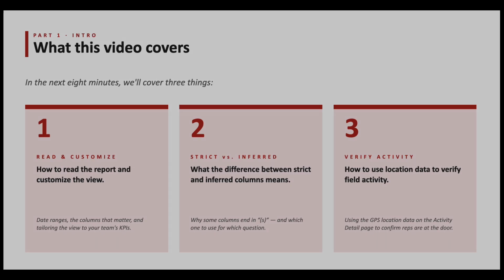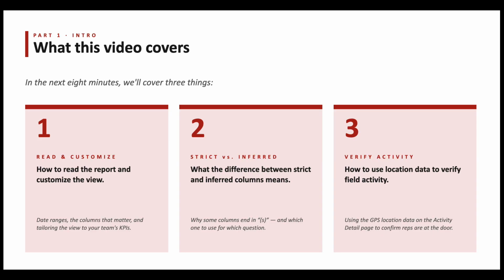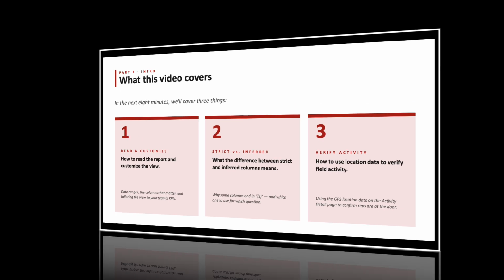up. We'll cover 3 things in the next 7 minutes: how to read the report and customize the view, what the difference between strict and inferred columns means, and how to use the location data on the activity detail page to verify field activity. If you haven't watched video 1, you can still follow along, but the performance category concepts from that video underpin everything we're about to look at.